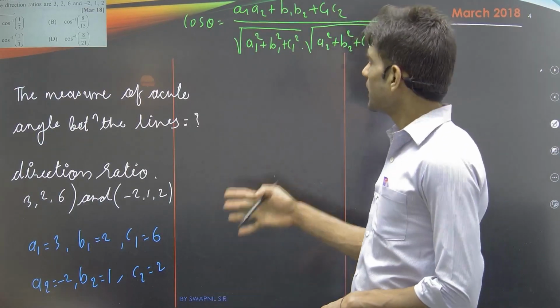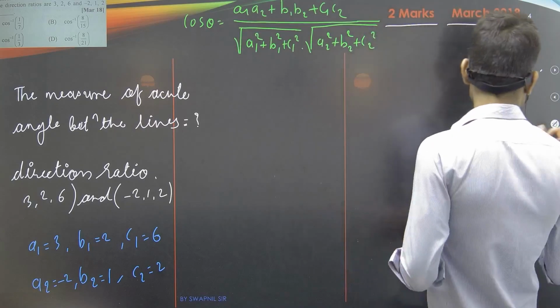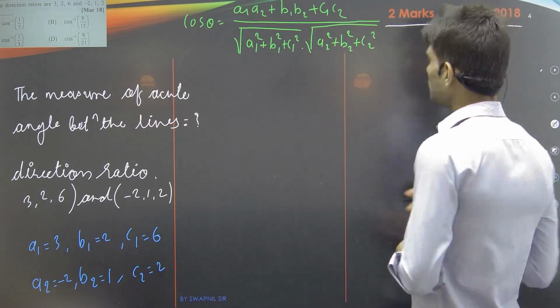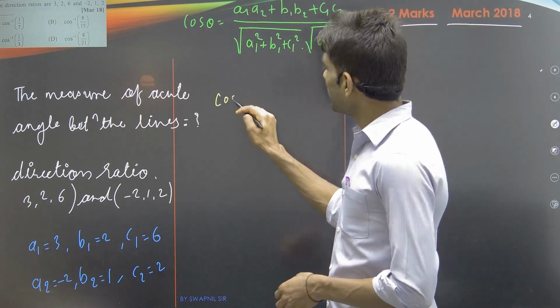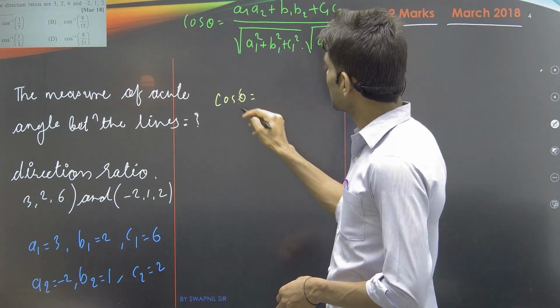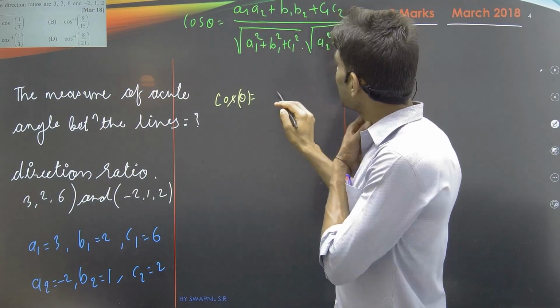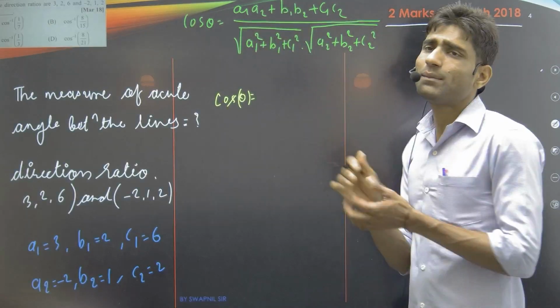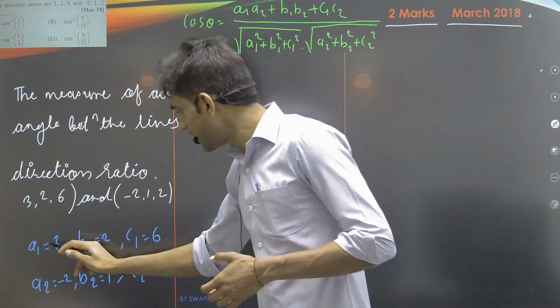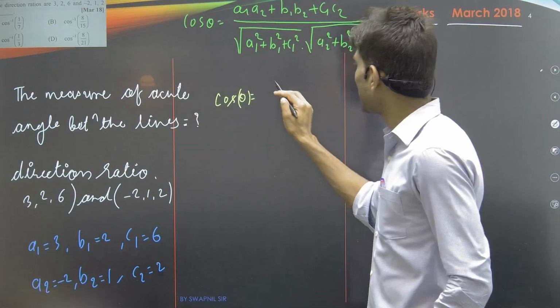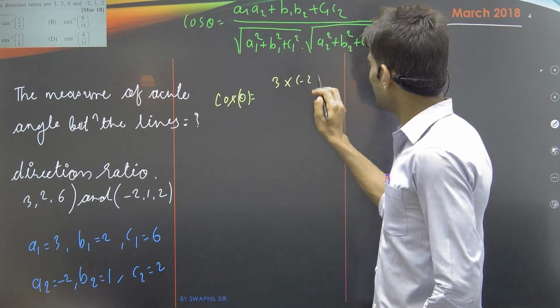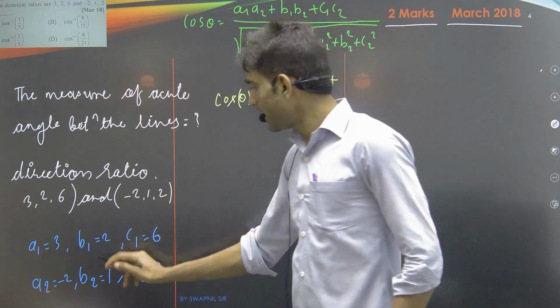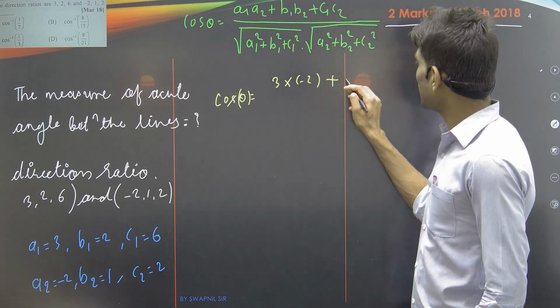Now put all these values in our given result, so you will get the value for cos theta. So cos theta can be written as a1 multiplied by a2, that means 3 multiplied by -2, plus b1 multiplied by b2, that means 2 multiplied by 1.